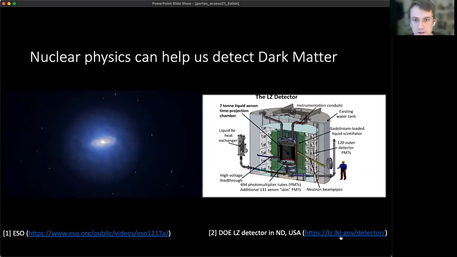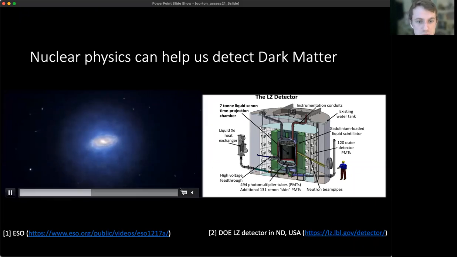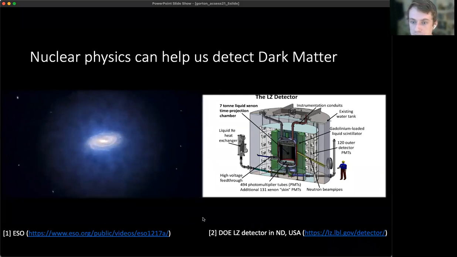So one reason to care about nuclear physics is the detection of dark matter. Dark matter is this mysterious substance which no one has actually ever seen, but we know is there because when we count up all the visible matter in galaxies, it doesn't add up to the total mass that we can extrapolate from the gravitational effects of the galaxies.